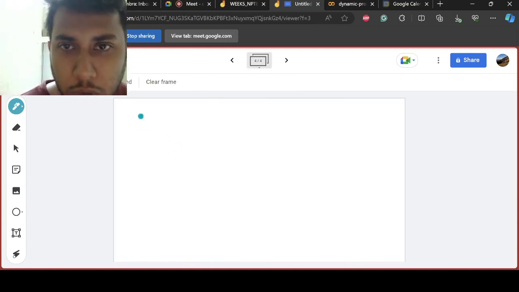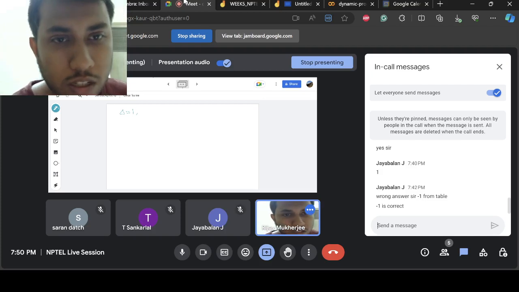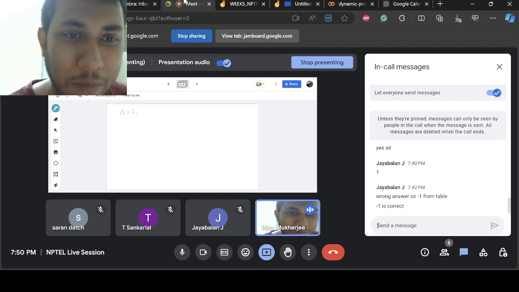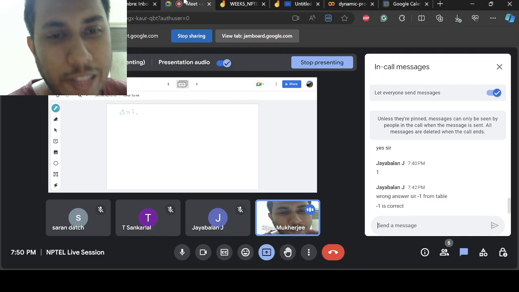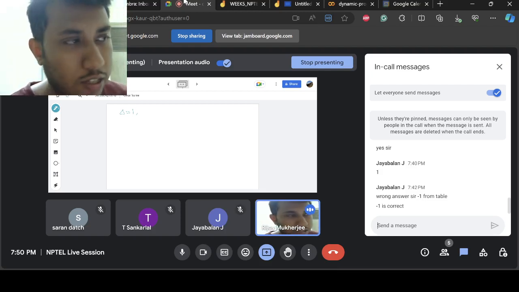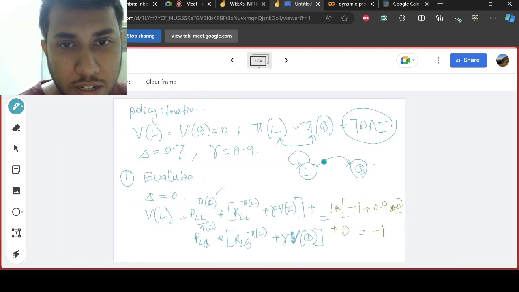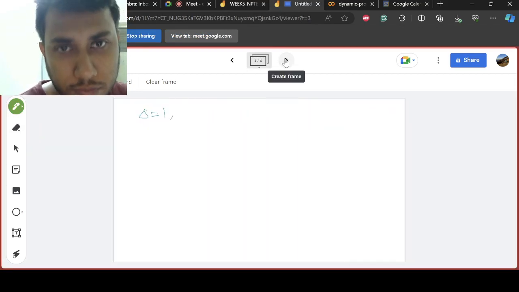Similarly, now we have delta equal to 1. Now you see we haven't changed the state, right? We haven't updated the policy yet, right? So when will we update the policy? When the delta value becomes less than 0.7. Until then we will just iteratively evaluate. So you will again do the same thing which we have done before. So we will write these equations again and do it, right?